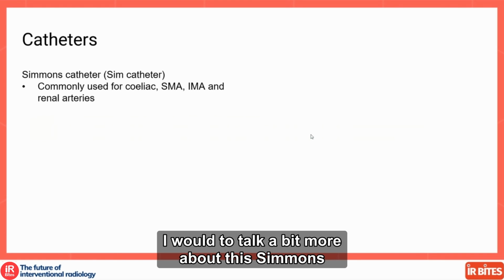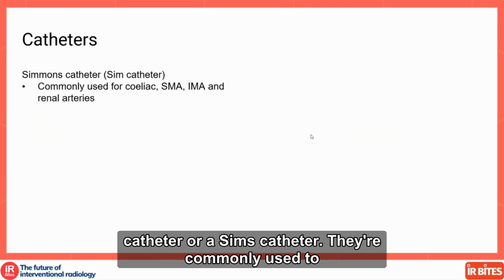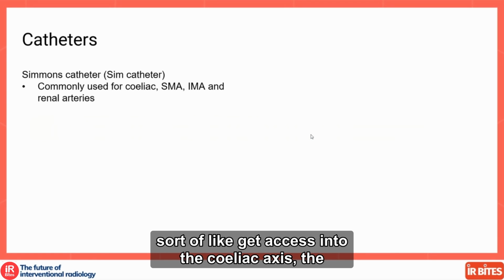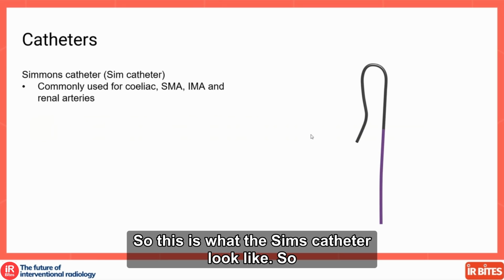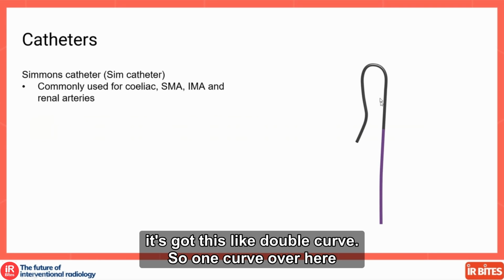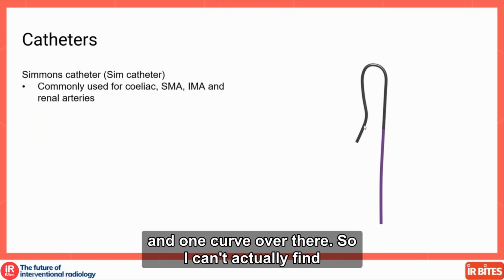And now I thought I would talk a bit more about this Simmons catheter, or Sims catheter. They're commonly used to get access into the celiac axis, the superior mesenteric artery or inferior mesenteric artery. So this is what the Sims catheter looks like. It's got this double curve, one curve over here and one curve over there.